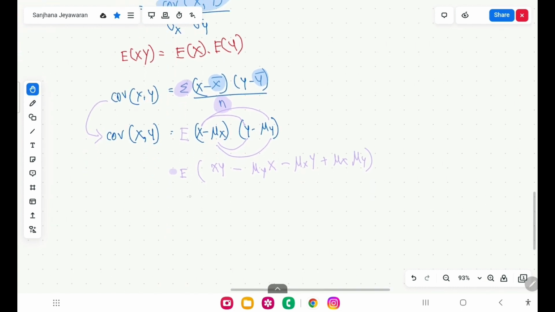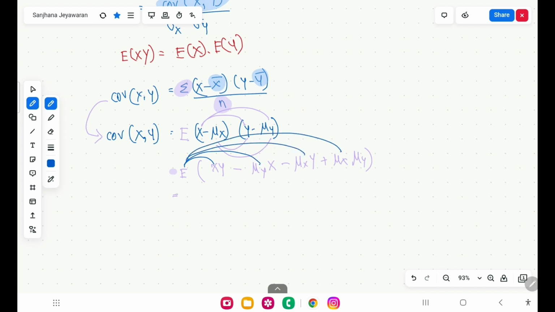Okay. So here, the expectation factor should be applied to each of these parts. So it becomes expectation of xy minus expectation of mu y x minus expectation of mu x y plus expectation of mu x mu y. So this will remain as expectation of xy.